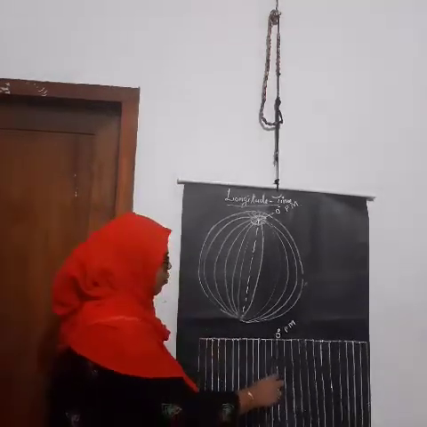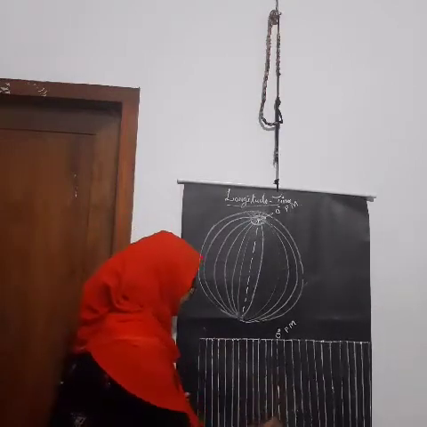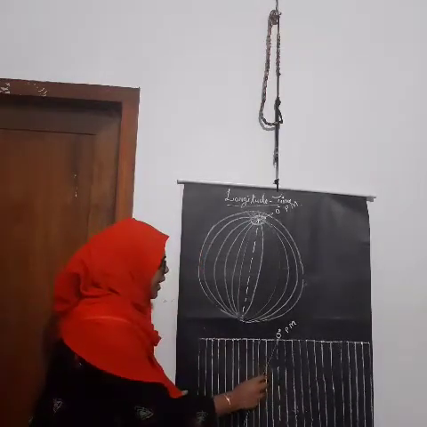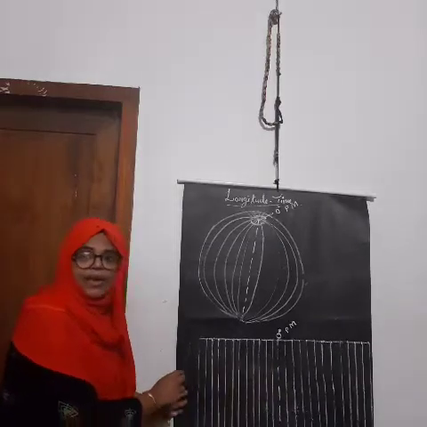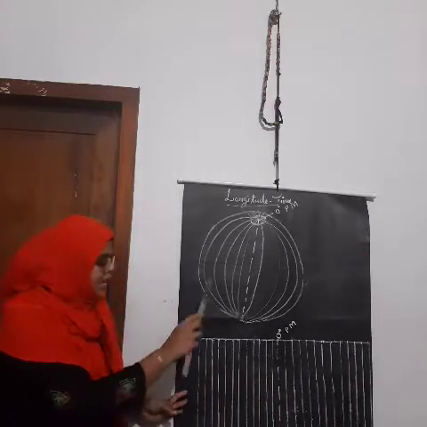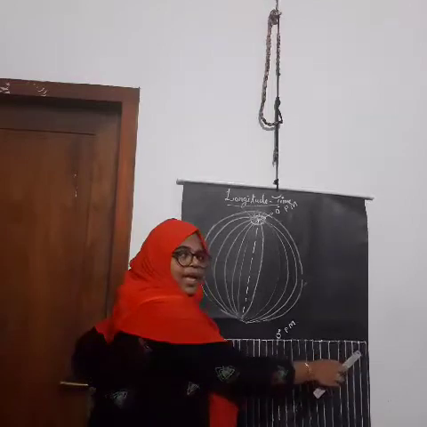Then now you may go through this diagram. This is the central longitude, prime meridian. Here it is 180 degrees on the western part and 180 degrees on the eastern part.